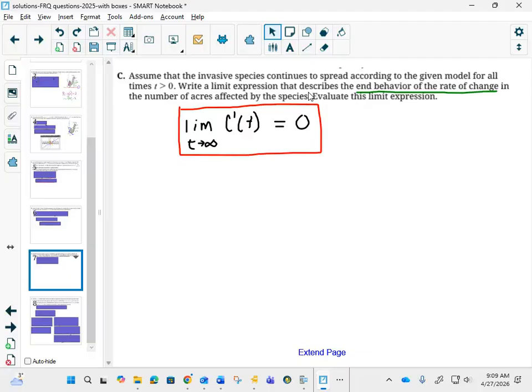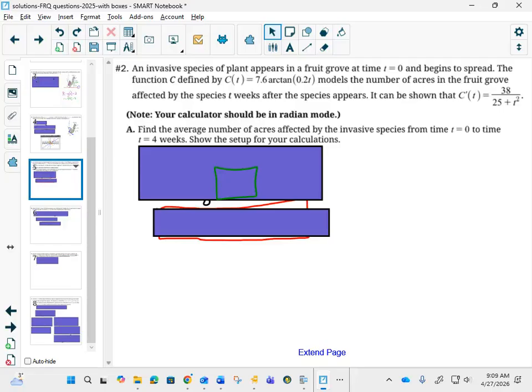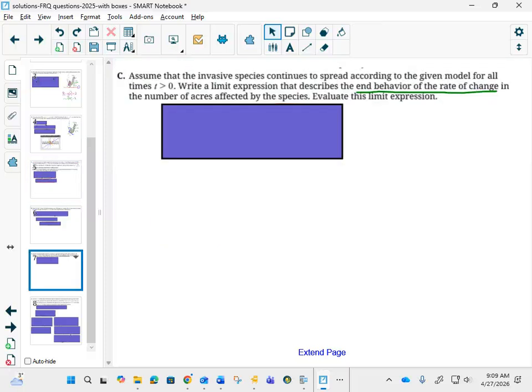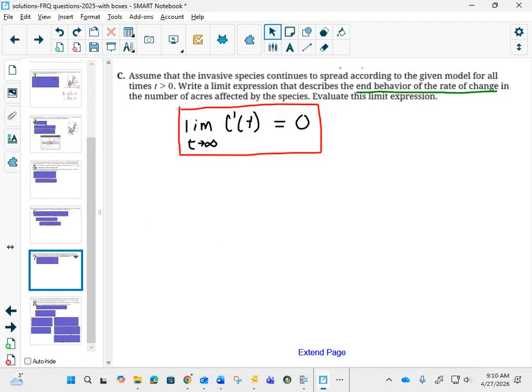And again, C prime of t, what happens as t goes to infinity of that, the bottom of that fraction would get huge, which makes it go to 0. So that's not something we needed our calculator for. We could figure that out just with regular limit laws and our ideas of limits.